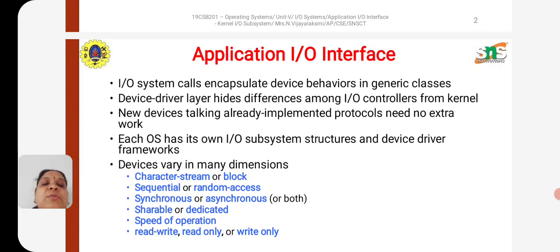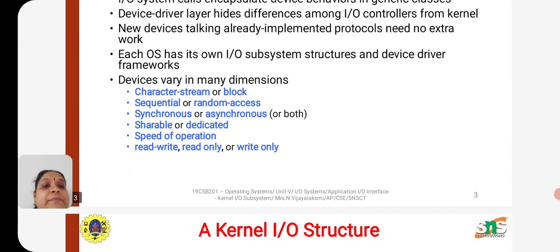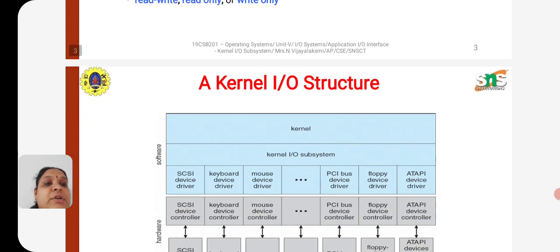Normally each operating system will have its own input-output subsystem structure and device driver frameworks. Devices vary in many dimensions: character stream or block, sequential or random access, synchronous or asynchronous, shareable or dedicated, speed of operation, read-write, read-only, or write-only. A kernel input-output structure.